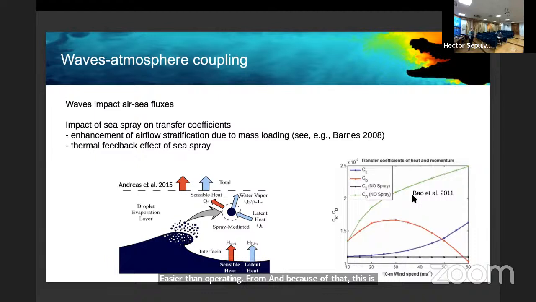There are many existing parameterizations, but here is just an example of the transfer coefficient of heat and momentum. In red and blue, it's for a simulation with sea spray, and green and black without sea spray, and you can see that they are very different.